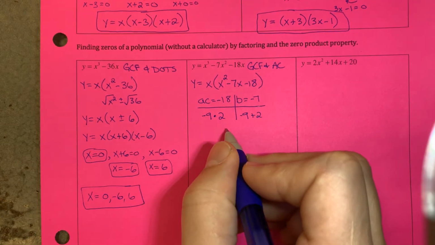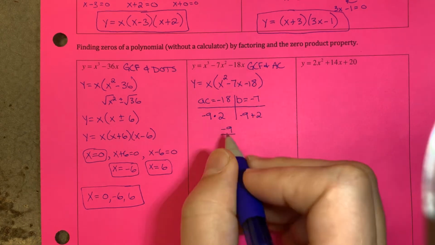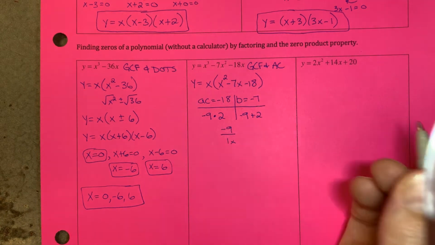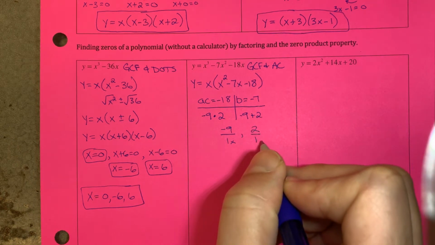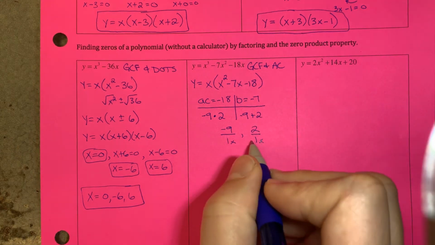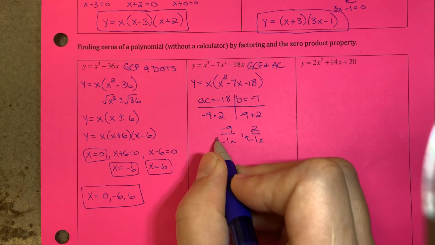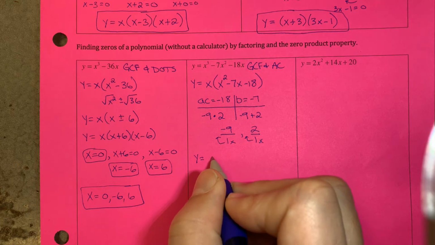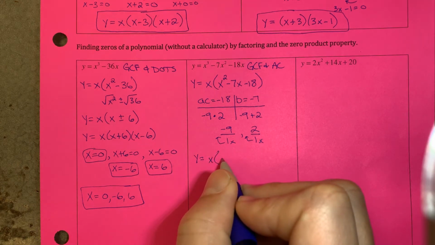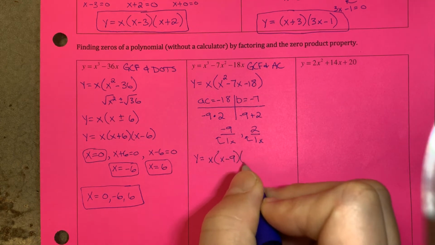And so we always divide by a. -9 divided by a, which is 1, doesn't simplify, so we can apply the x. +2 divided by a, which does not simplify, so we can apply the x and slide them both. And we would get y equals, don't forget your GCF, x times x minus 9 times x plus 2.